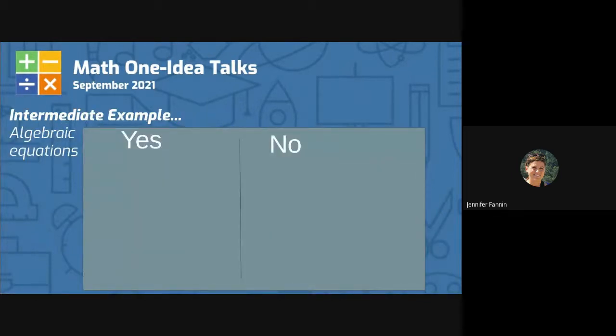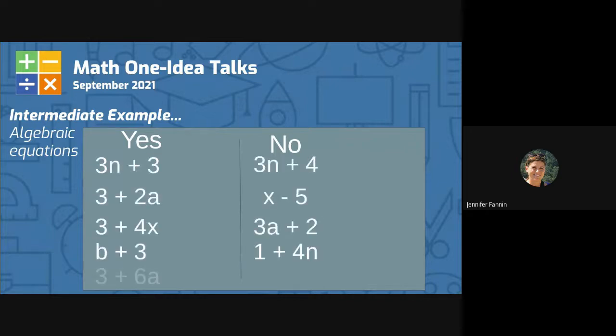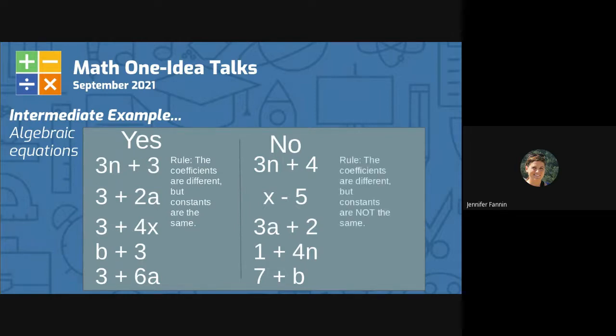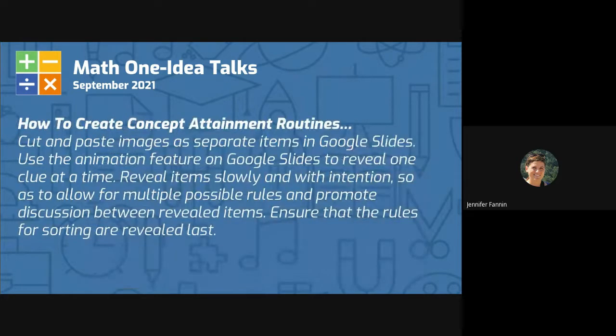An intermediate example for algebraic equations. The yes rule being that the coefficients are different, but constants are the same. And the no rule being that the coefficients are different, but constants are not the same.